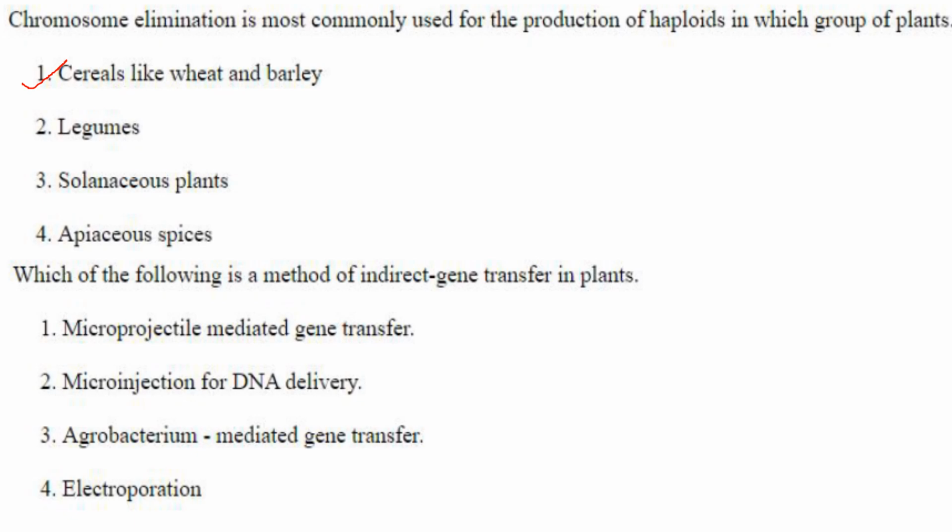Then which of the following is a method of indirect gene transfer in plants? Indirect gene transfer involves the use of vectors to deliver genetic material into the plant cell. Out of these options, microprojectile, microinjection and electroporation do not use vectors, whereas Agrobacterium mediated gene transfer uses vectors. So the answer here is option 3.